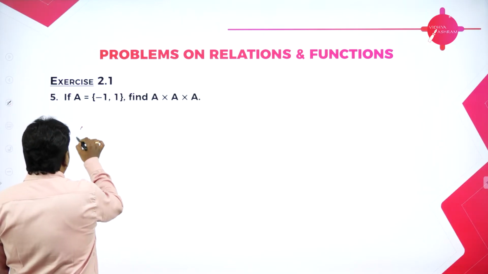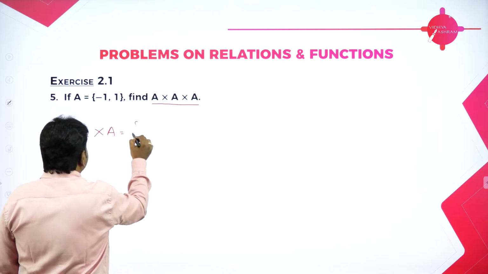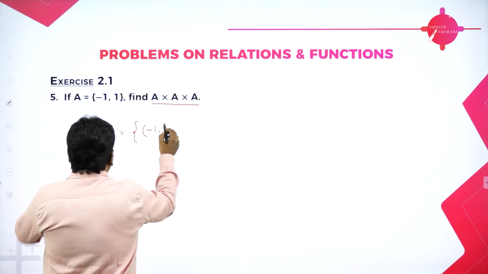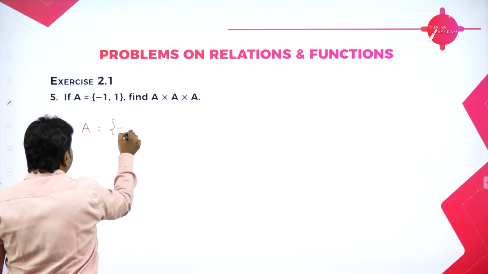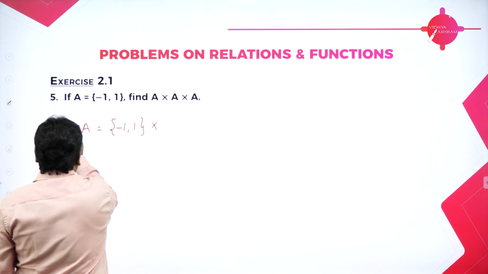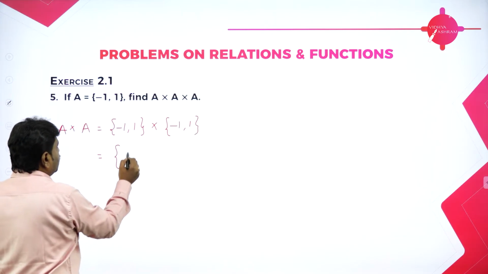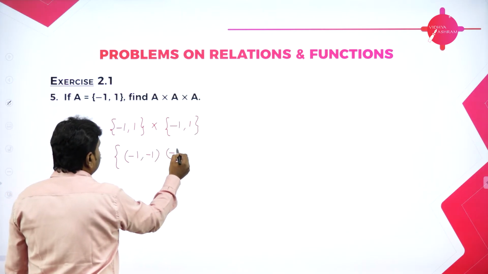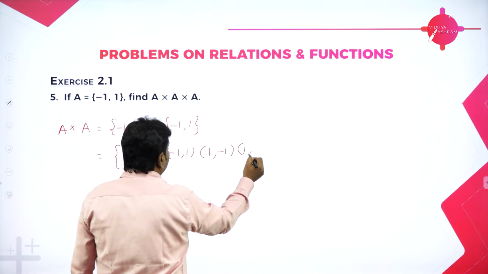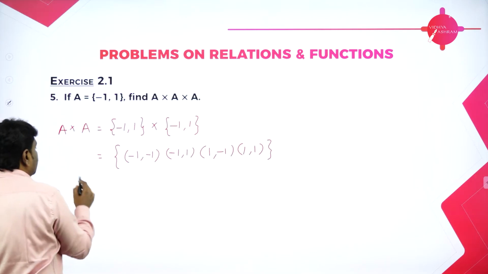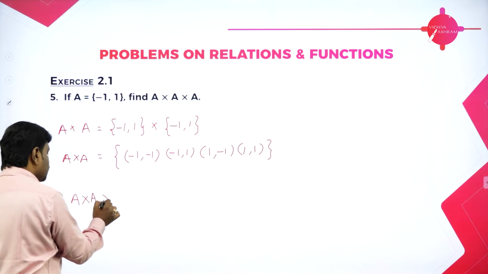We'll go to the fifth problem. First we'll find A cross A, as they want A cross A cross A. Let me write A cross A. A is equal to minus 1 comma 1. A cross A means minus 1 comma 1 cross minus 1 comma 1. It will become minus 1 minus 1, then minus 1 1, then 1 minus 1, then 1 1. Now this is one of the interesting and important questions. We got A cross A. Now I have to do A cross A cross A.